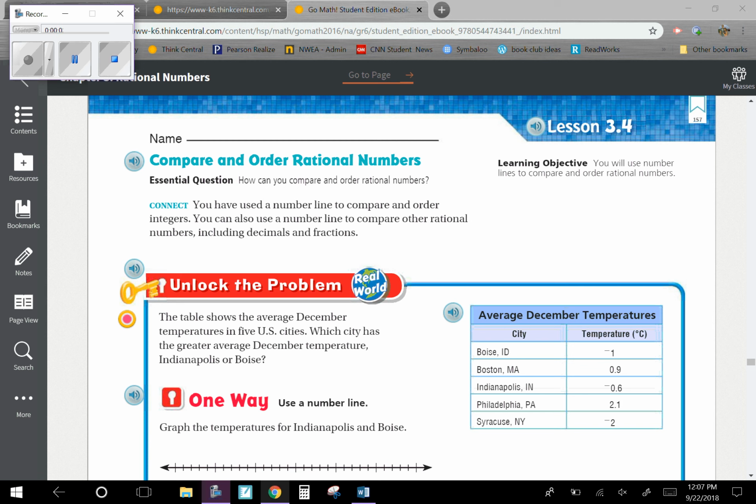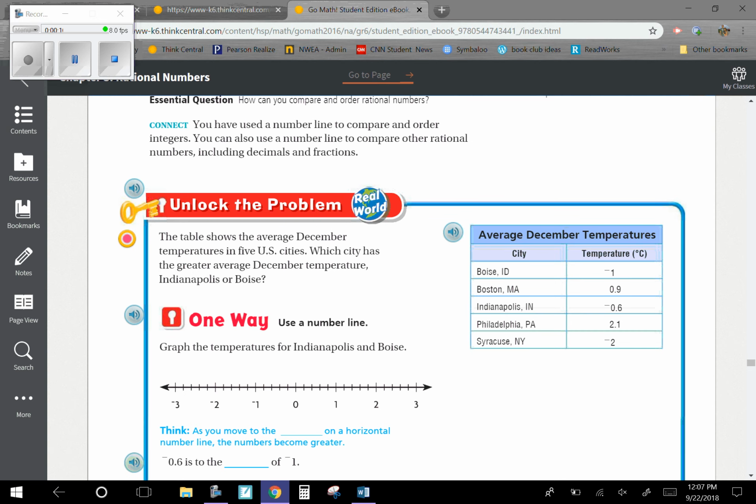Chapter 3, Lesson 4, Compare and Order Rational Numbers. Our learning objective is that you will use number lines to compare and order rational numbers. Connect. You have used the number line to compare and order integers. You can also use a number line to compare and order rational numbers, including decimals and fractions.